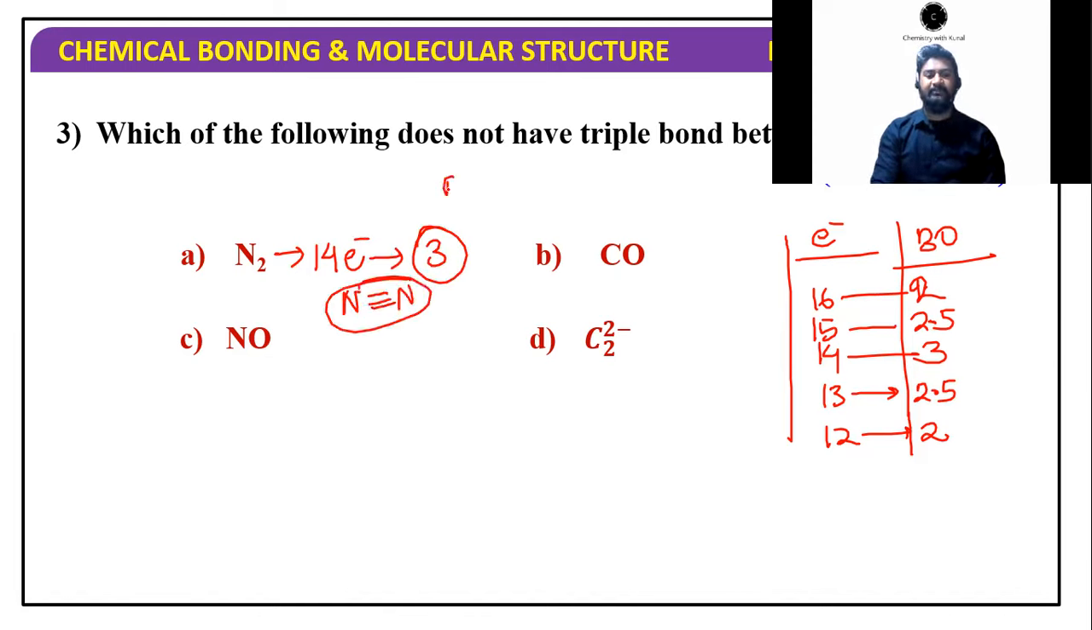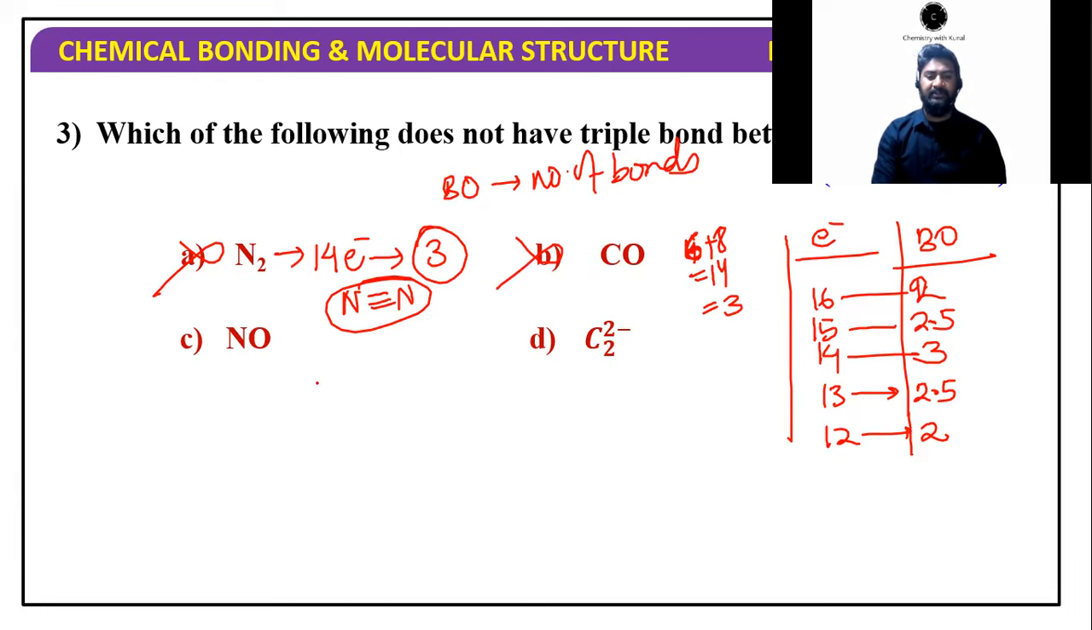Bond order itself means number of bonds, right? So here, what's the number? 6 because of carbon and 8 because of oxygen. Total number of electrons, so 14. Bond order is still 3. This also has a triple bond. So these are not the answers.